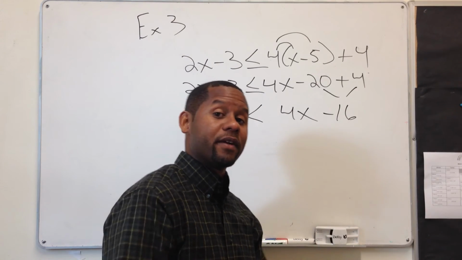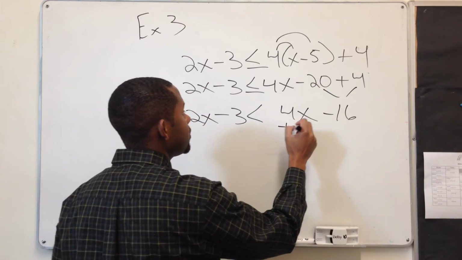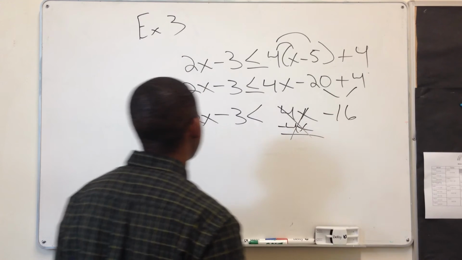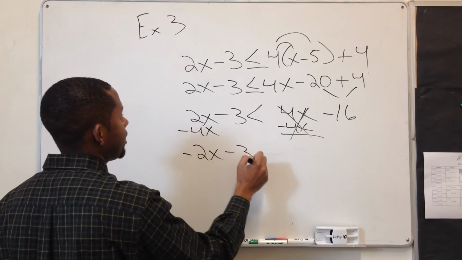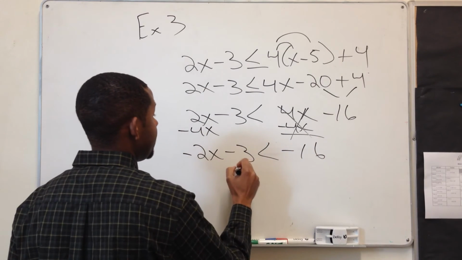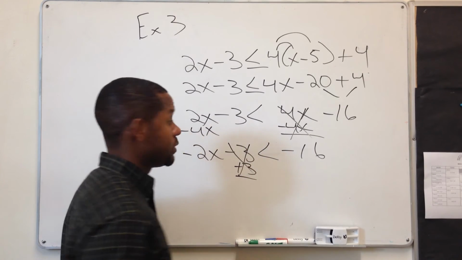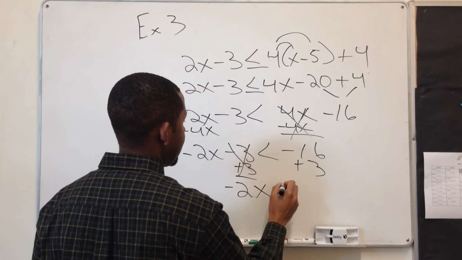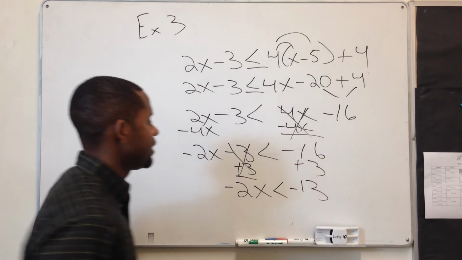Now I got to move my variables to the left, my constants to the right. So I'm going to go minus 4x. 4x minus 4x is 0. That makes it gone. Minus 4x. This is negative 2x minus 3. Got to get rid of this minus 3. Negative 3 plus 3 is 0, which makes it gone, which is what I want. Plus 3. Left with negative 2x less than negative 13.